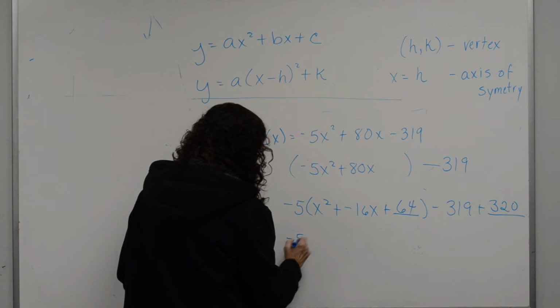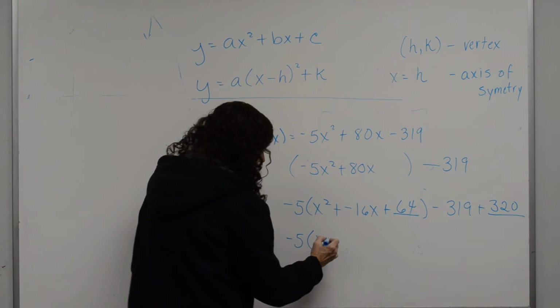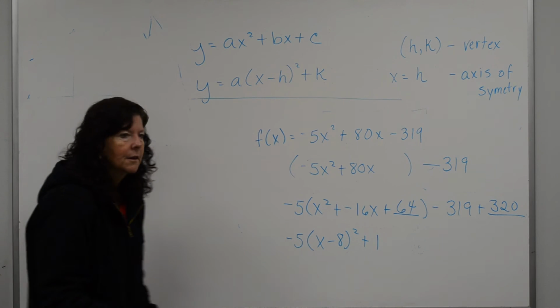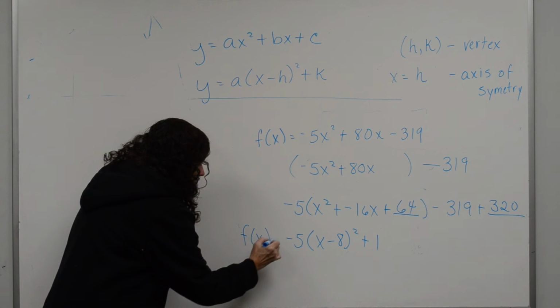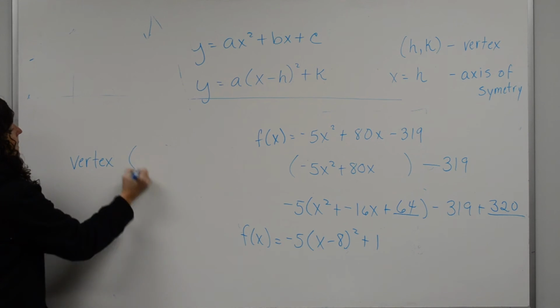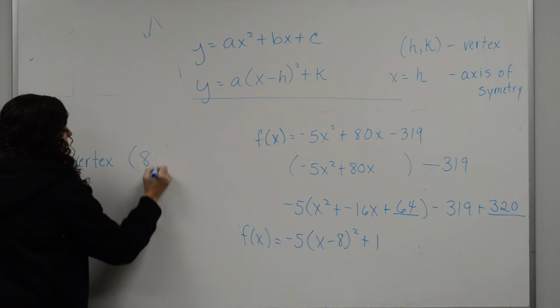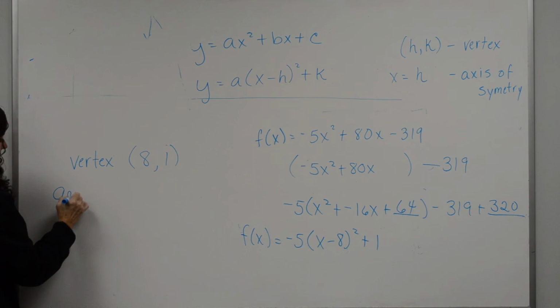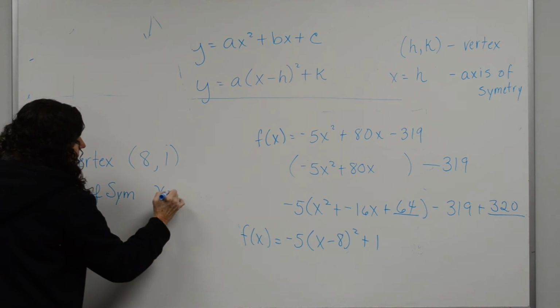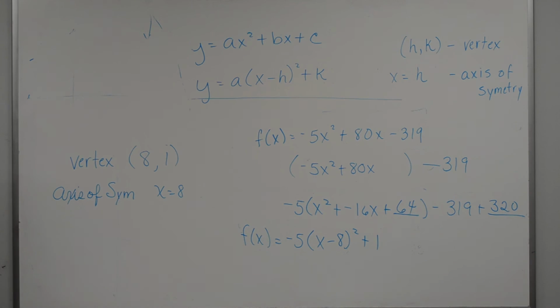So I've got negative 5 times x minus 8 squared plus 1. What's my vertex? 8 and 1. What's my axis of symmetry? 8. Okay, x equals 8. What's the direction of the opening? Down. You're done. I didn't ask you to graph it, didn't ask you to do anything about it.